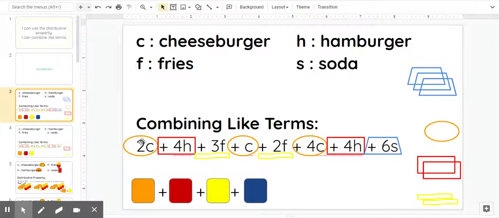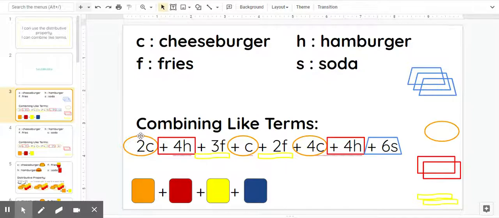So for example, I labeled all of my C terms, or cheeseburgers, with this cheesy orange color. I've labeled all of my hamburgers with this red outline because it reminds me of ketchup. I've labeled all of the fries with this squiggly yellow thing. And then I have the sodas labeled with a blue trapezoid.